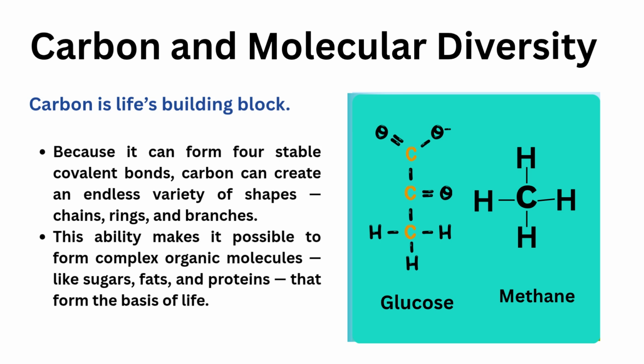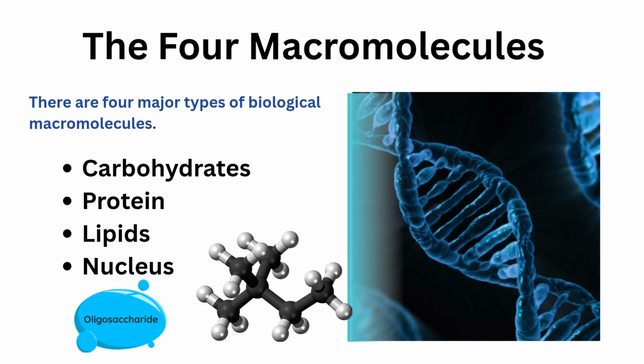Section 4. The 4 macromolecules. Now let's look at the 4 major types of biological macromolecules. First, carbohydrates. They're the body's main source of energy and provide structural support in plants. Examples include glucose, starch, and cellulose. Second, lipids. These are fats, oils, and phospholipids. They store energy, build cell membranes, and act as signaling molecules.